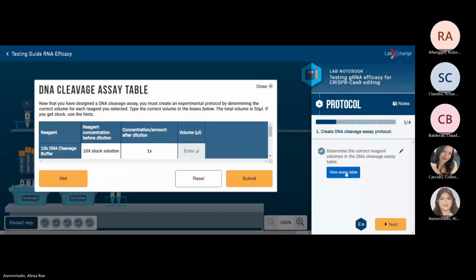Now that you have designed a DNA cleavage assay, you must create an experimental protocol by determining the correct volume for each reagent you selected. Type the correct volume in the boxes below. The total volume is 50 microliters. If you get stuck, use the hints.